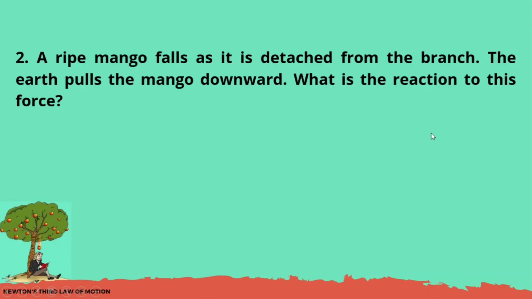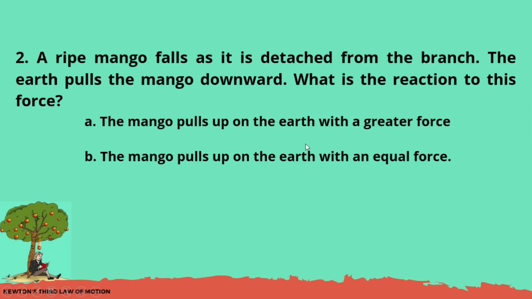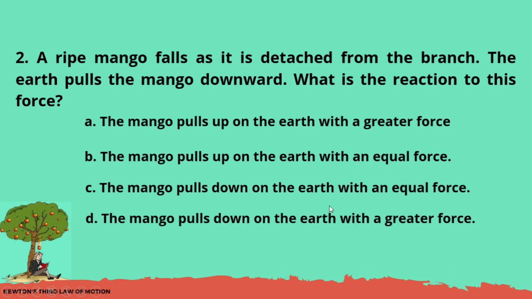Number 2. A ripe mango falls as it is detached from the branch. So, parang inexplain din ito kanina. The earth pulls the mango downward. What is the reaction to this force? A. The mango pulls up on earth with a greater force. B. The mango pulls up on the earth with an equal force. C. The mango pulls down on the earth with an equal force. And letter D. The mango pulls down on the earth with a greater force. Okay, for this question, I will give you 10 seconds. Okay, take your time.